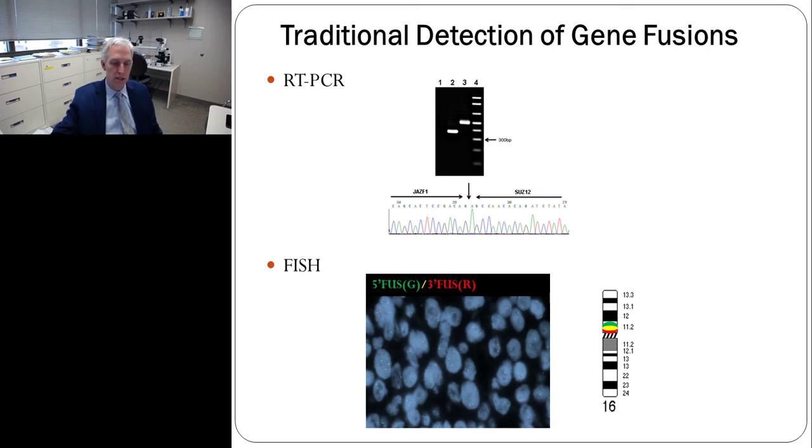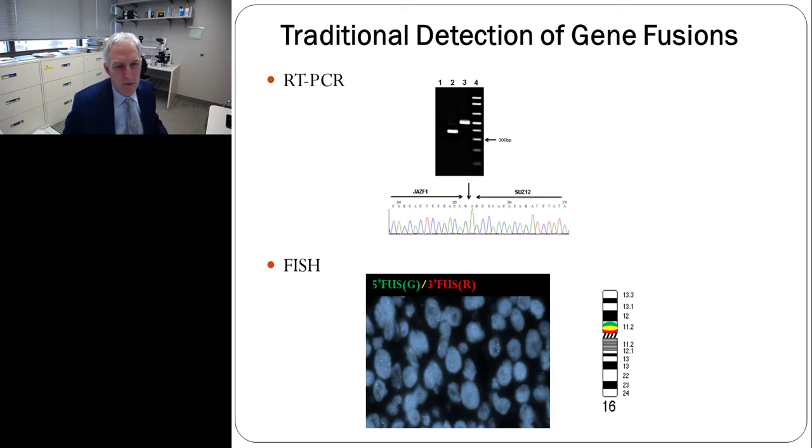So FISH, again, has the advantage of not having to know what the fusion partner is. That's both an advantage and a disadvantage, because if you want to know what the partner is, you won't be able to tell. Only RT-PCR will be able to tell you that. So this is traditionally how we picked up gene fusions. It's limited to being able to pick up just 1 or 2 gene fusions at a time.